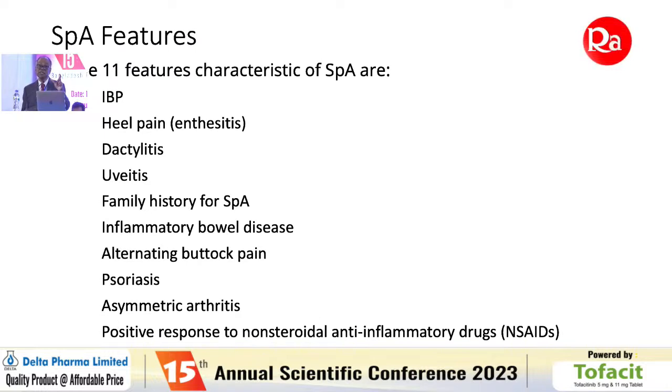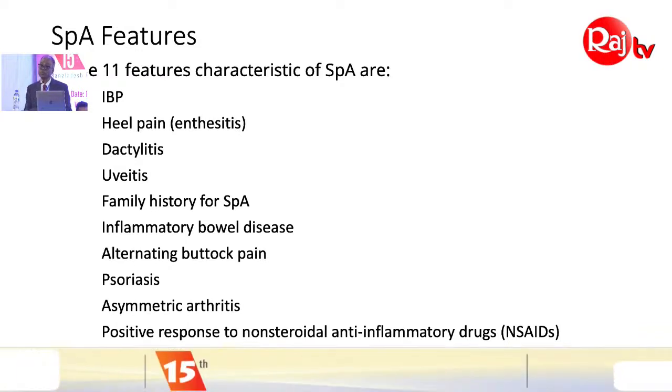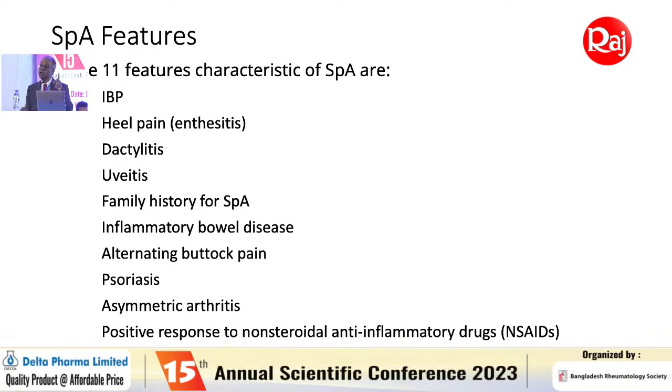And during this process, we have to look for some of the spondyloarthritis features that I have already told you previously. These are the common groups of features. Those have been called the spondyloarthropathy features. You see, inflammatory back pain is nowadays one of the important spondyloarthropathy features.